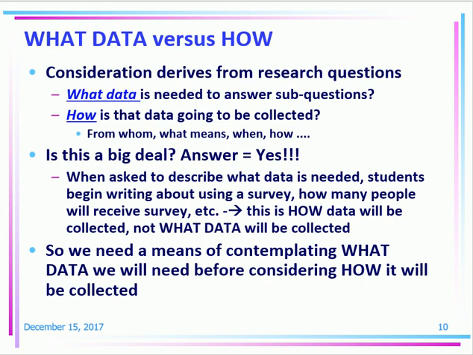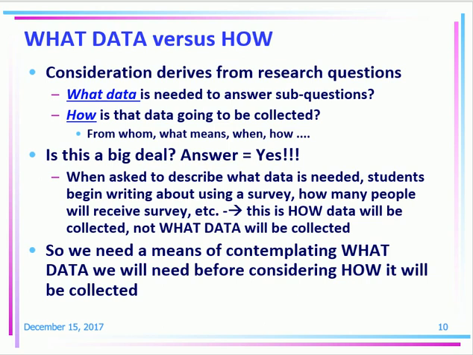So consideration really derives from the research questions. What data is needed, and then how's it going to be collected, from whom, what means, etc. But I want the what to be what and not how. And so it's a big deal to do this, because often when I ask students to describe the data they need, they're going to say they're going to give out a survey, they're going to survey 50 people, they're going to get surveys on Monday, get back Friday. And I said, well, that's all how. You haven't answered what data you're going to collect yet.